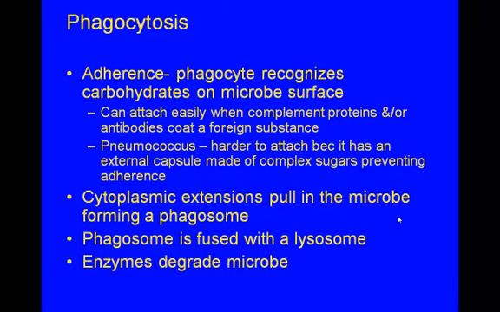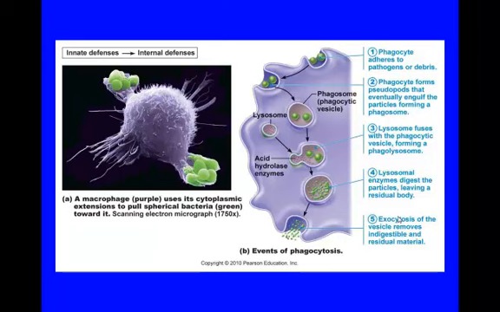Now, you have these cytoplasmic extensions that are going to pull in the microbe, forming a phagosome. That phagosome fuses with the lysosomes, and then the enzymes inside the lysosomes degrade or eat the microbe. All right, so in this picture, you can see what a phagocyte looks like, and you can see all those cytoplasmic extensions. They're reaching out and grabbing for that adherence, trying to get those molecules in. And then you can see the phagosome and the lysosomes merging, and then once they eat it, they just get rid of it, spit out the remains, and they move on to the next one.